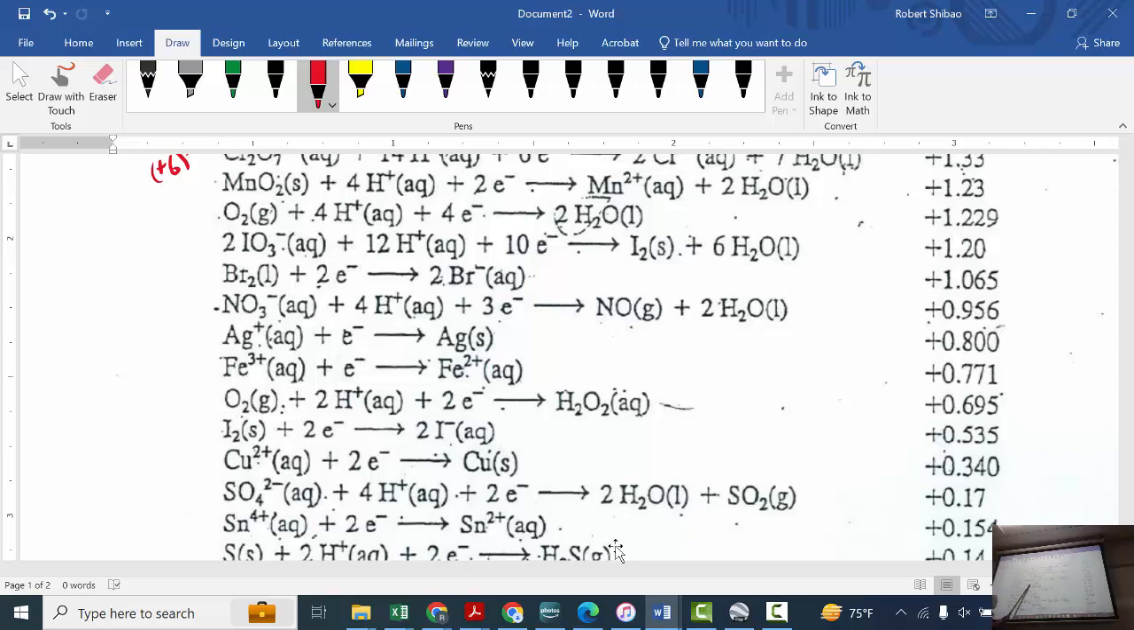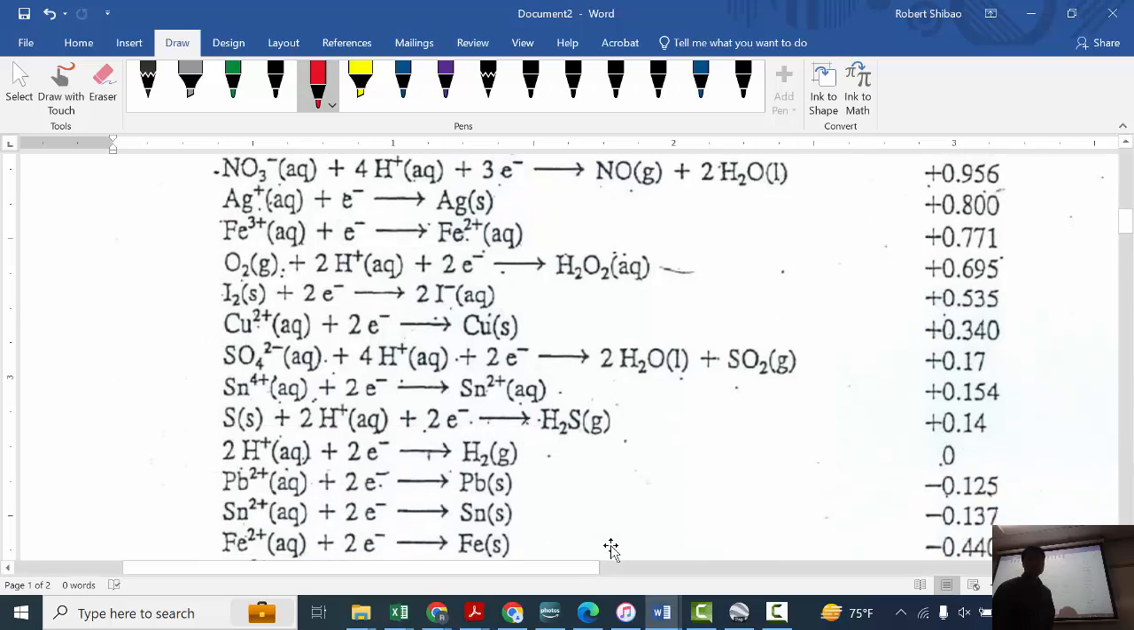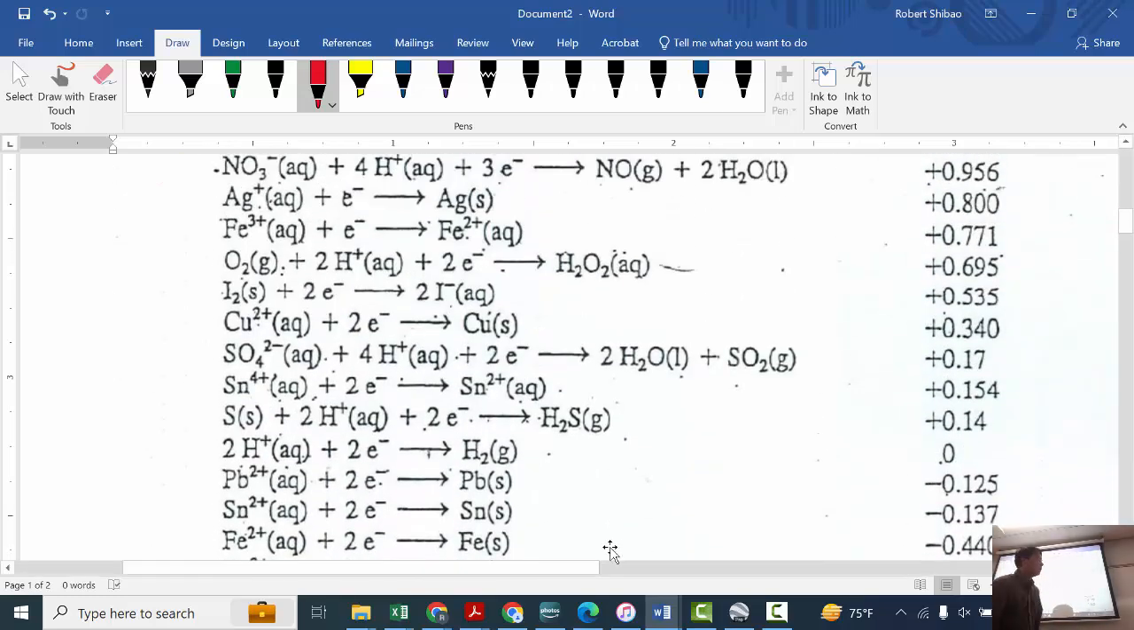And so since the H plus is missing, the reaction should be between silver ions and copper metal. So silver ions react with copper metal. Is there a driving force? Yeah, it's downhill. Do you see this downhill? So we're good. So we expect a reaction there.